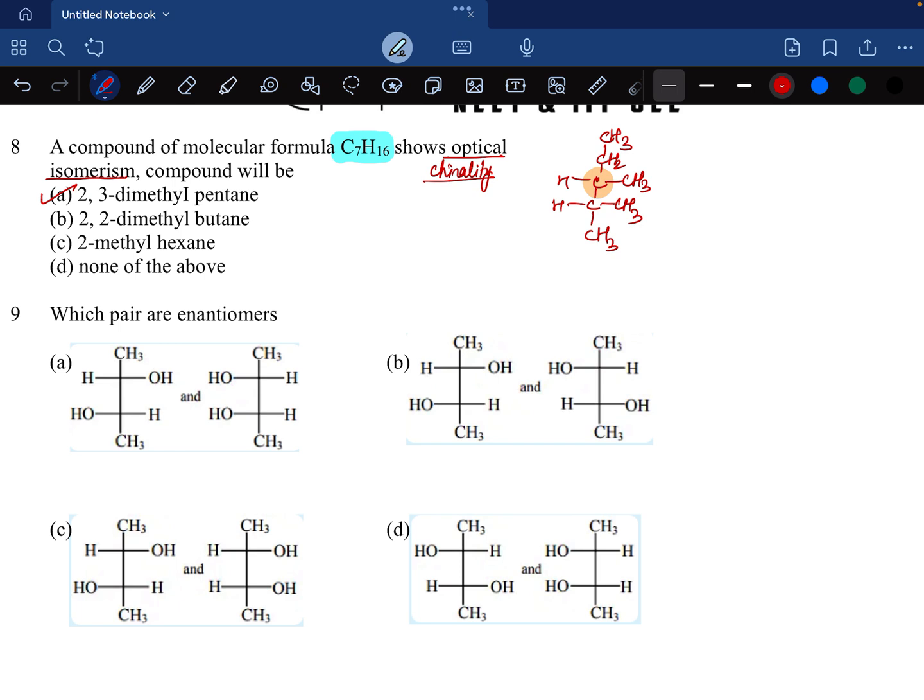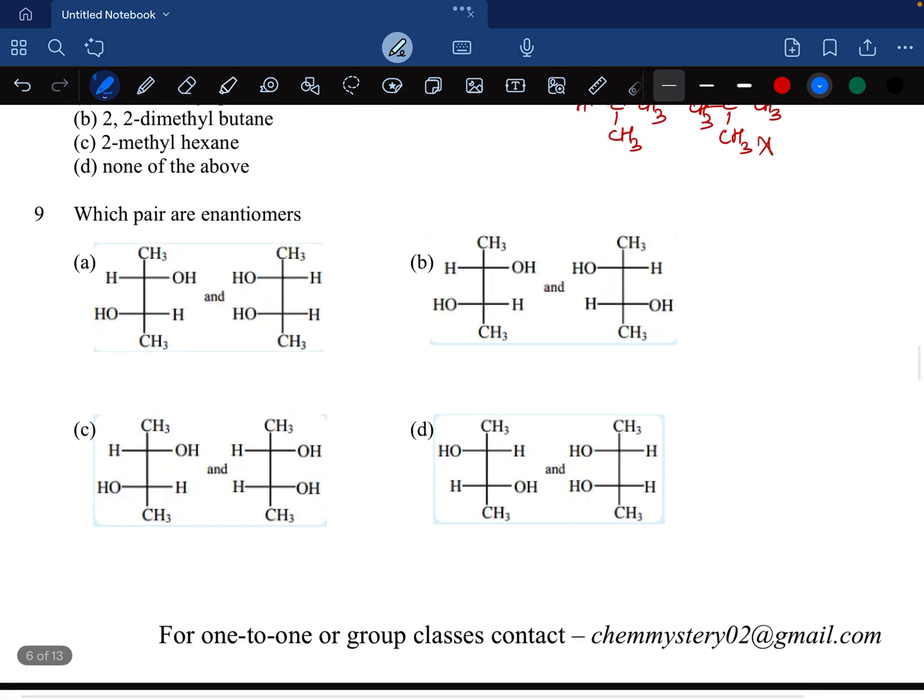If we see the B1, 2,2 dimethyl butane. This is butane, 2,2 dimethyl, CH3 and CH3. Do we have any chiral center here? No chiral center, so no optical activity will be found. 2-methyl hexane. Here also if you see chiral center will not be there. So my answer is A. Okay, because of the presence of this chiral center and no plane of symmetry or center of symmetry.